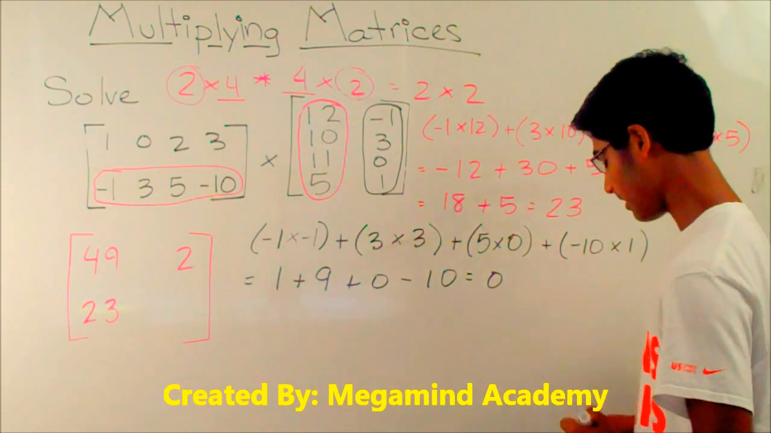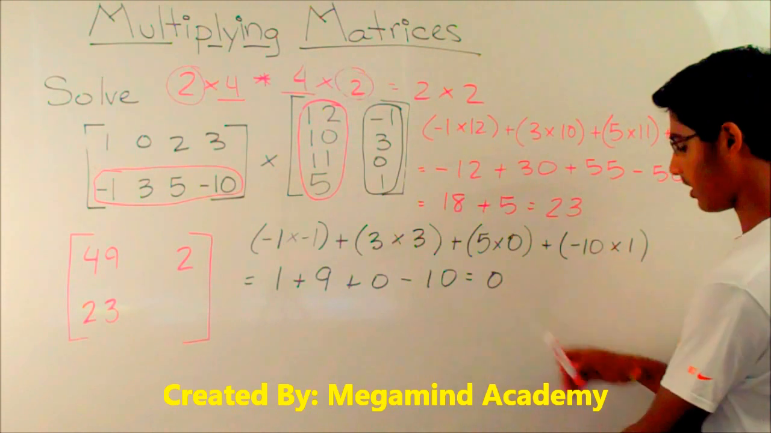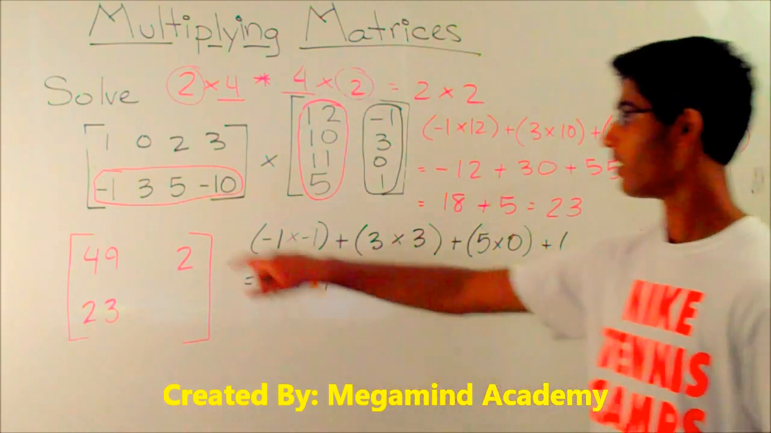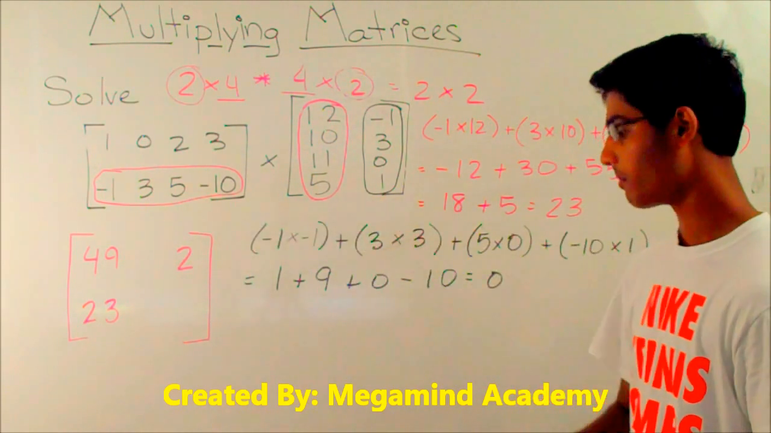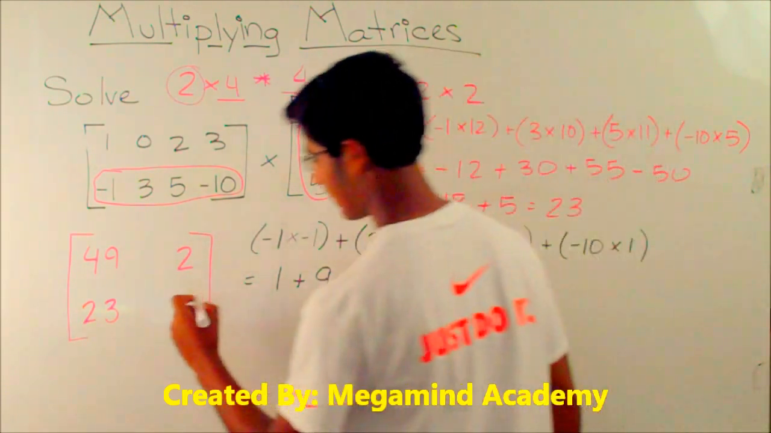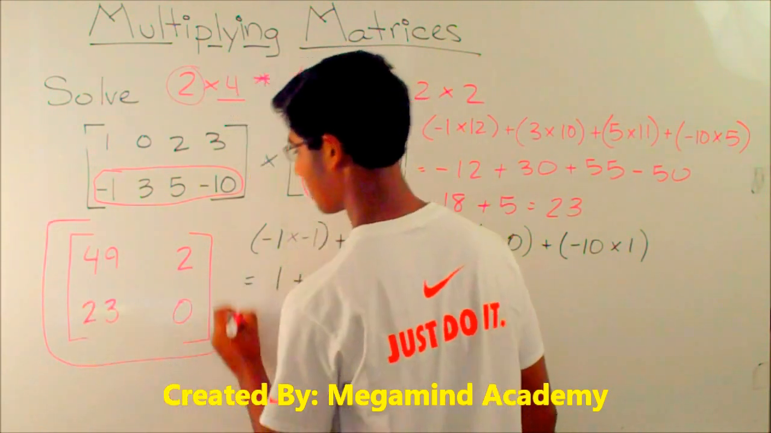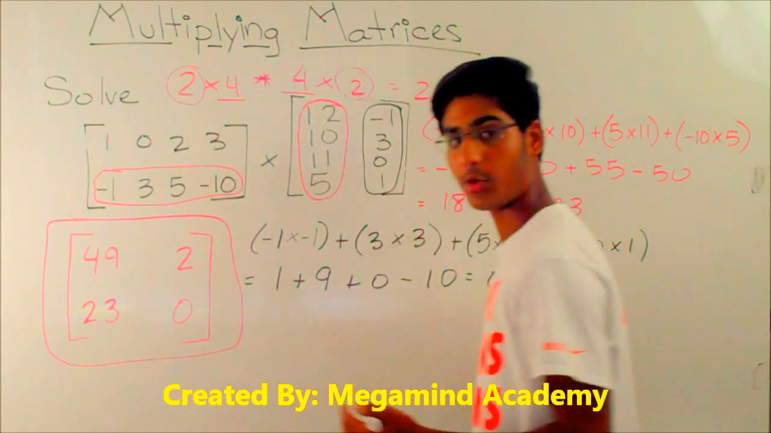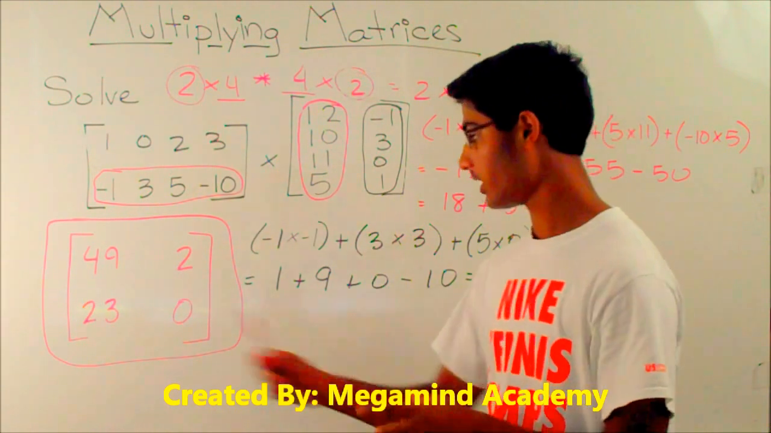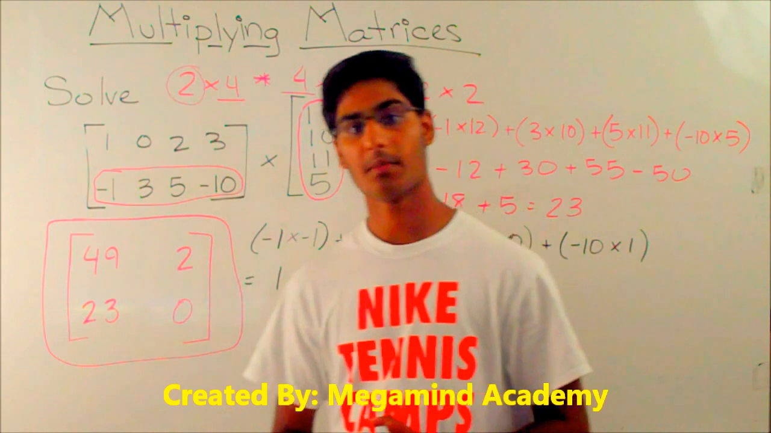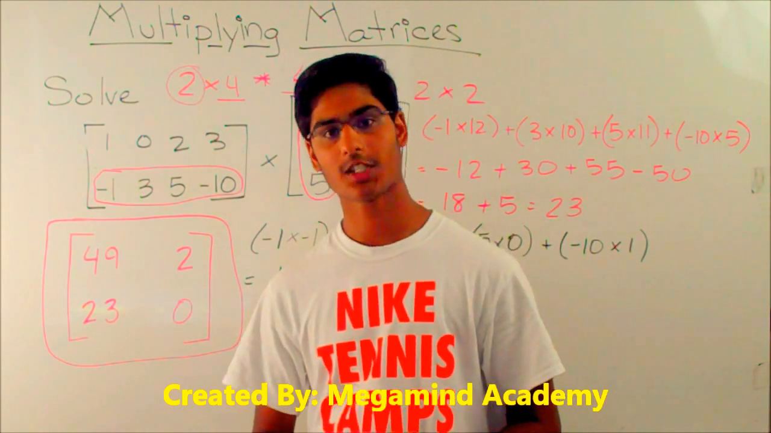So where does this value go? Well, we know this product came from the second row, second column. So that means it goes in this section over here. The answer to this problem is a 2 by 2 matrix, which is 49, 23, 2, 0. Today we learned about multiplying matrices. Thank you for watching this video.